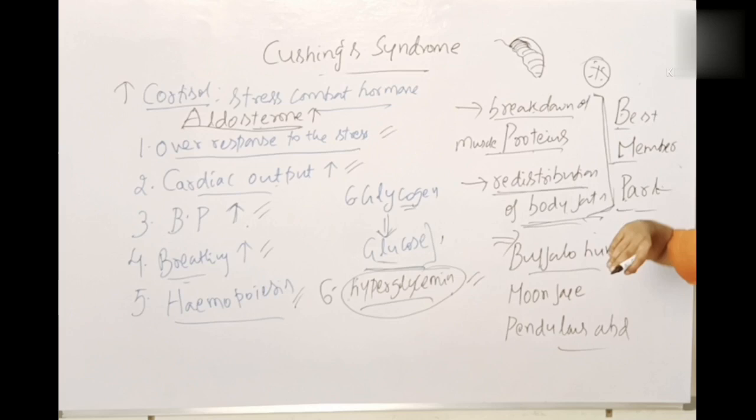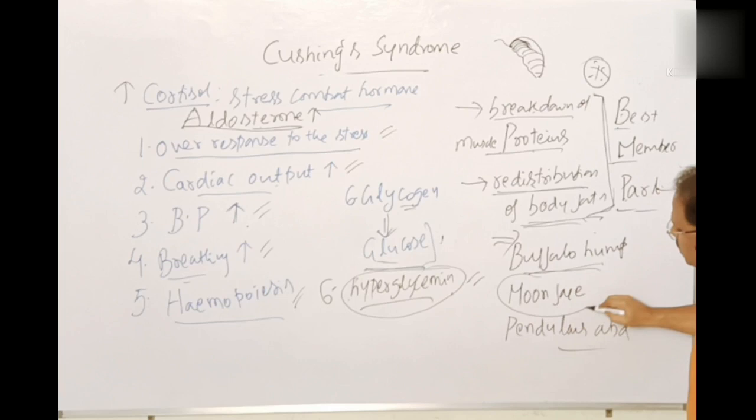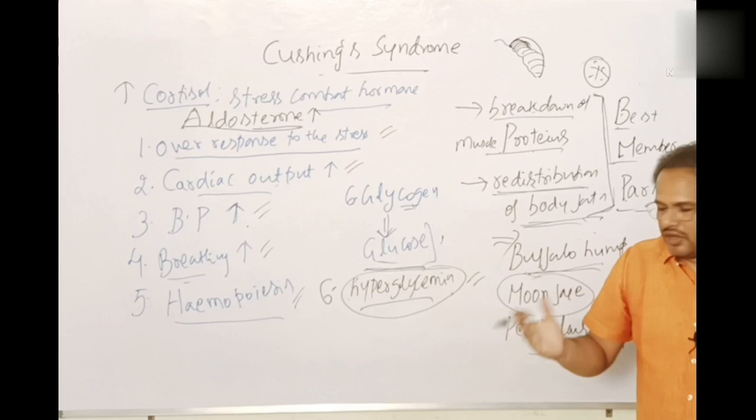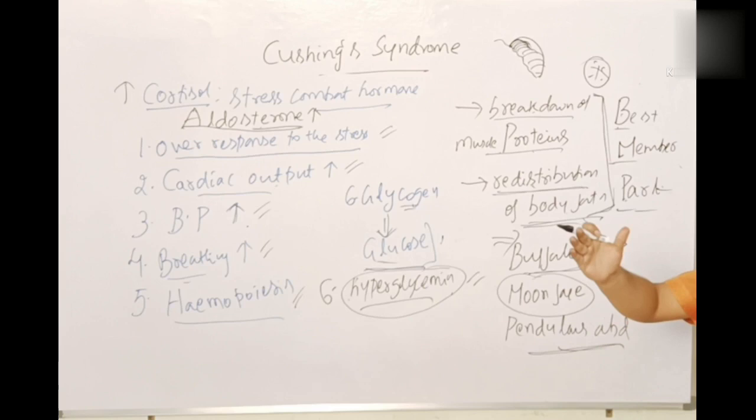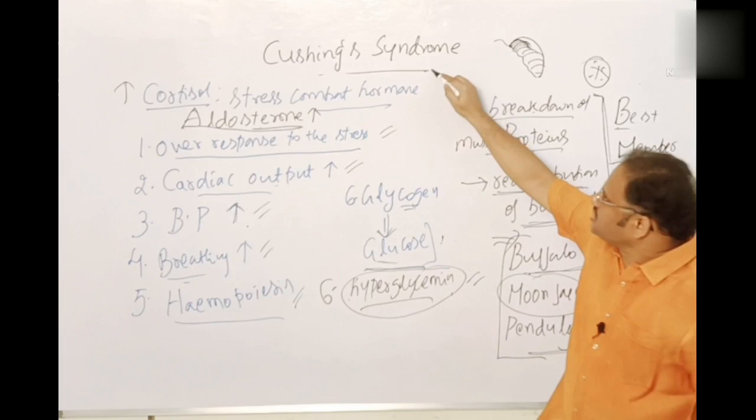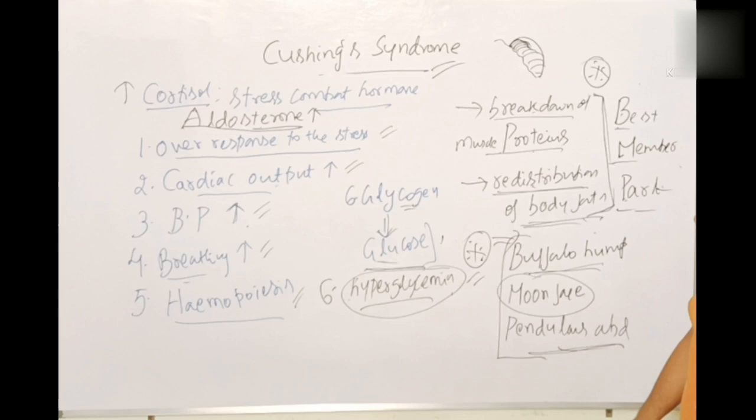The face becomes rounded, just like a moon. So, moon face. And pendulous abdomen. That is hanging abdomen. Hanging abdomen means it is just swinging here like this. So, that is called pendulous abdomen, just like the pendulum of the clock. Okay. So, these are the characteristic symptoms of which one? Cushing syndrome. It's very, very important. Okay, take a note of this. Okay, students. And also, the next, seventh symptom is osteoporosis.